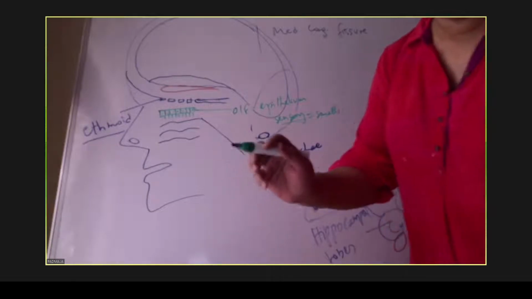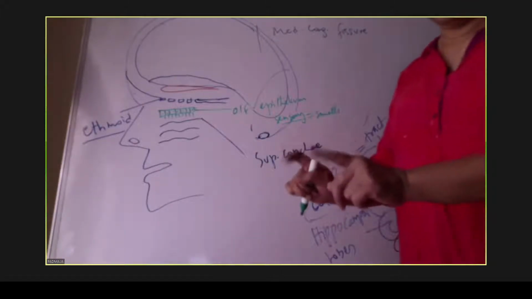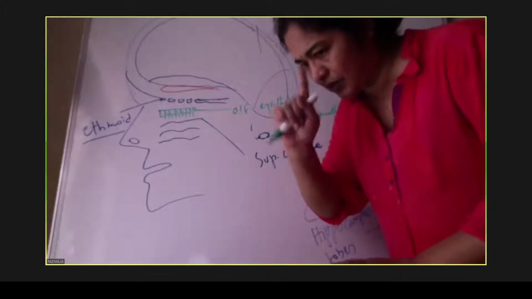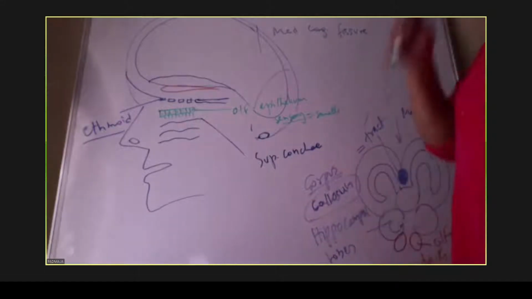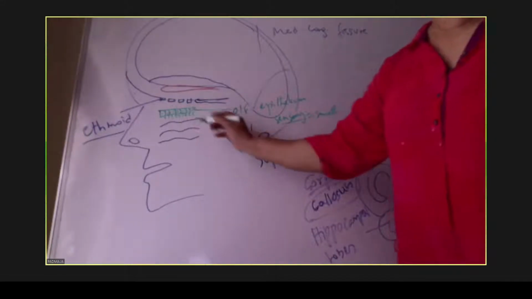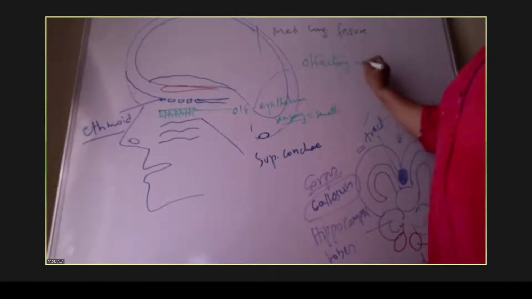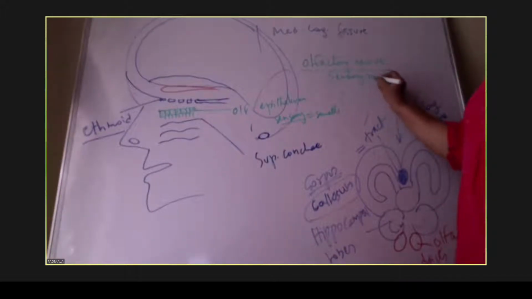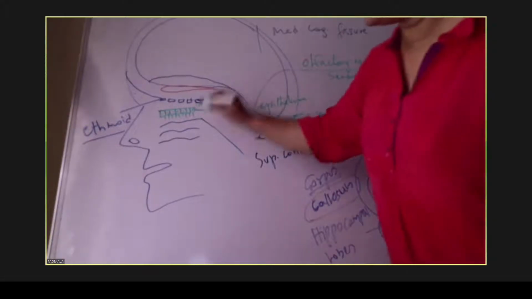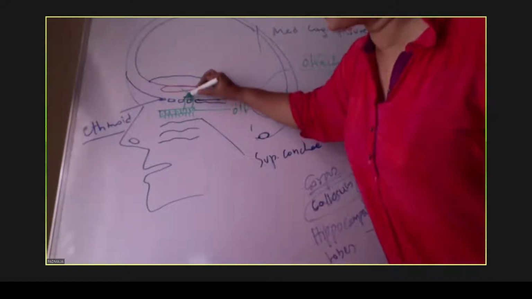I'm taking the same green color. From this sensory epithelium, the first cranial nerve, first pair, because from your right side nose, one nerve, from your left side nose, another nerve. So a sensory nerve arises from this sensory epithelium, that is the olfactory nerve. It is a completely sensory nerve. It arises from here and runs through this ethmoid bone and enters into this olfactory bulb.